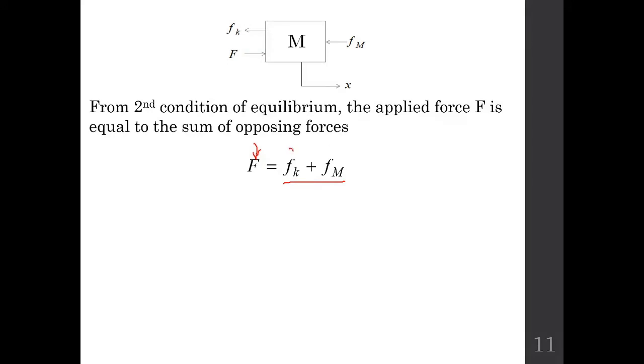Next, we need to find out what is this F of k and this F of m. So this F of k is the force applied by the spring and this is the inertial force of this mass m. How do we find out this? As we have seen in the previous slides, F of k can be given as k into x simply. Now this k is the spring constant and this x is just representing the deformation of the spring.